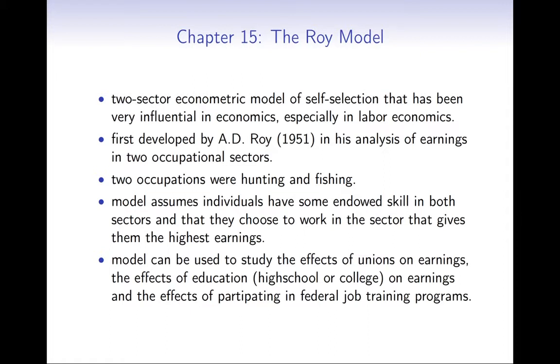The model assumes that individuals have some endowed skill in both sectors, but they can only choose to work in one sector, and they choose the sector that gives them the highest earnings. This model can be used to study the effects of unions on earnings, or the effect of education on earnings, or the effect of participating in a job training program. There are lots of examples of applications.